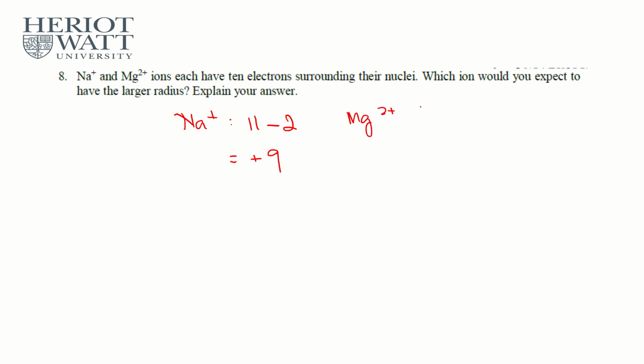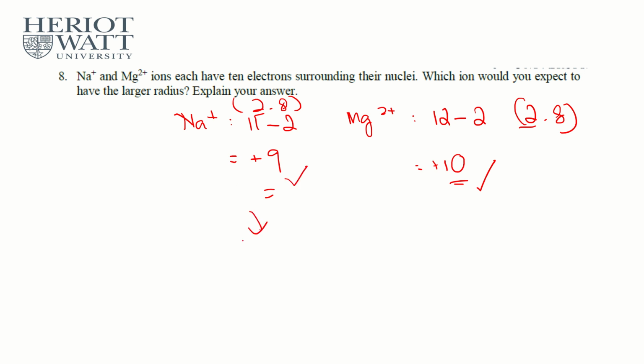Magnesium 2 plus, again, you have 12 protons minus the internal electrons, which is 2, just in case, is 2, 8. This one also 2, 8. So internal electrons is 2. Therefore, 12 minus 2, you get 10. So magnesium has a higher core charge, therefore it has a smaller radius. Sodium has a lower core charge, therefore it has a larger radius. So this one is the larger radius, and this one has the smaller radius.